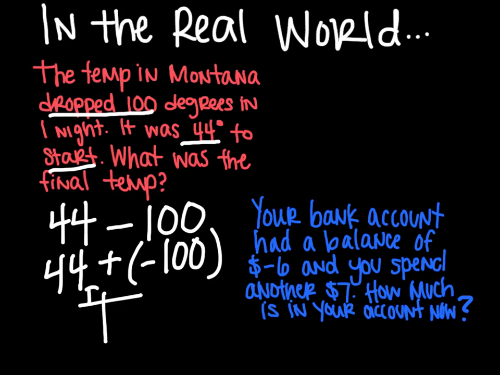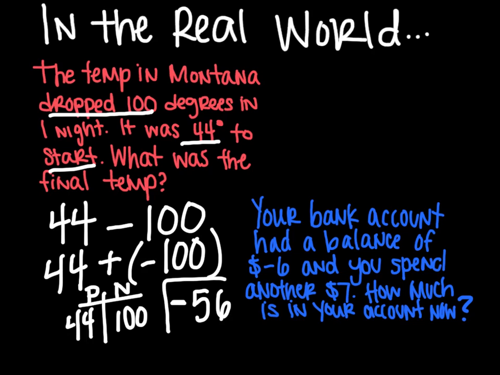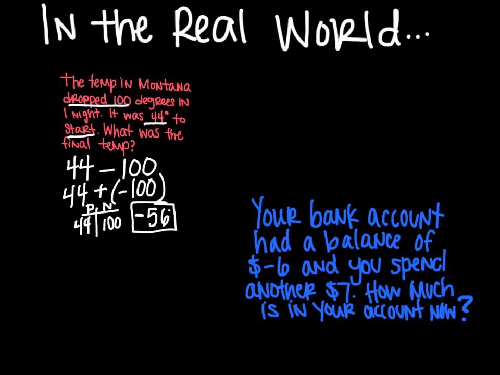And then we can use scoreboard. Positive 44, -100. Who wins? Negative wins by how much? They won by 56. So the answer then is -56. You're going to want to put a label on it, -56 degrees, because we're talking about temperature.